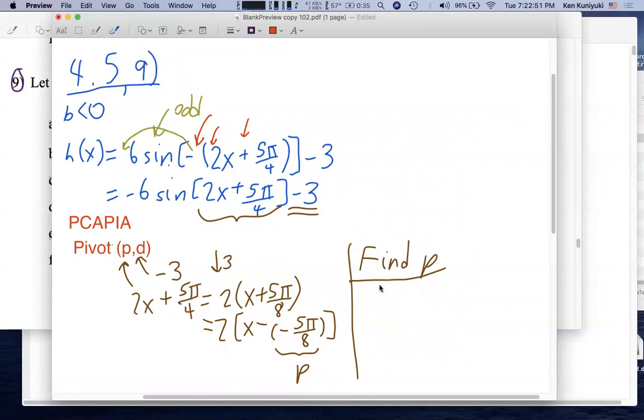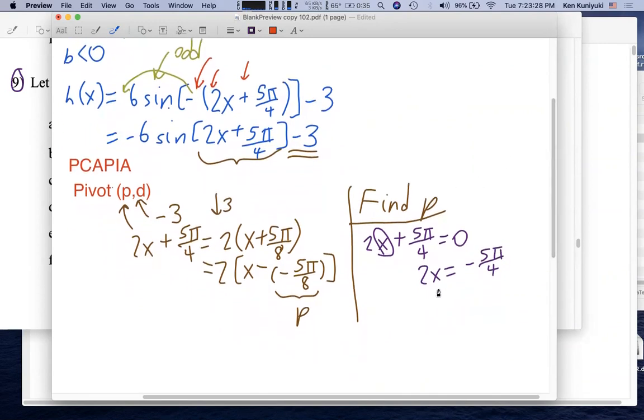All right. Okay, so find P. Set the argument equal to 0. So you have 2x plus 5 pi over 4 equals 0. Okay. And then the idea is to solve for x. All right. So then you would subtract 5 pi over 4 from both sides. 2x equals negative 5 pi over 4. All right.